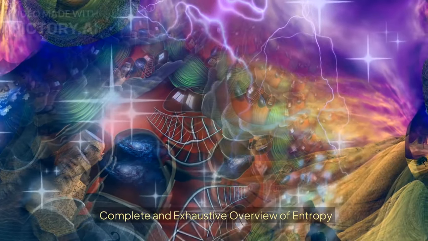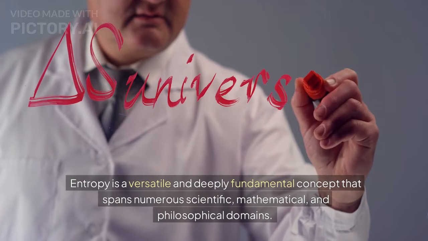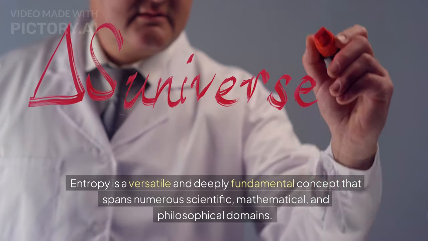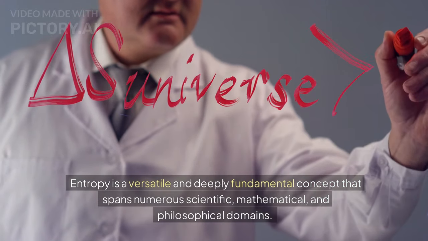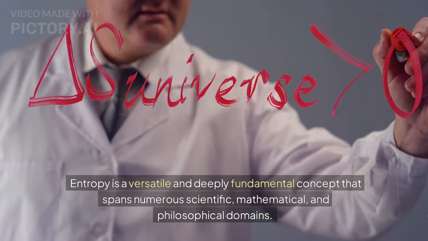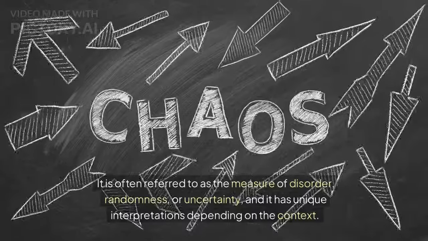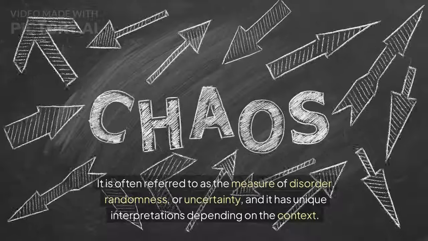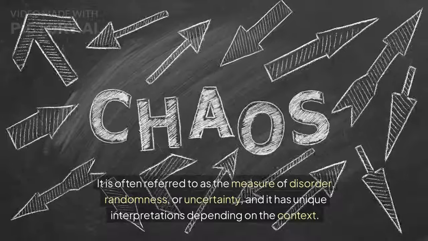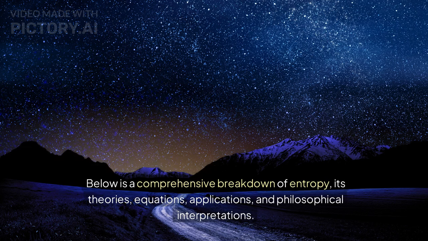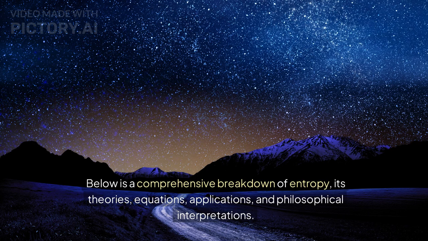Complete and exhaustive overview of entropy. Entropy is a versatile and deeply fundamental concept that spans numerous scientific, mathematical, and philosophical domains. It is often referred to as the measure of disorder, randomness, or uncertainty, and it has unique interpretations depending on the context. Below is a comprehensive breakdown of entropy, its theories, equations, applications, and philosophical interpretations.